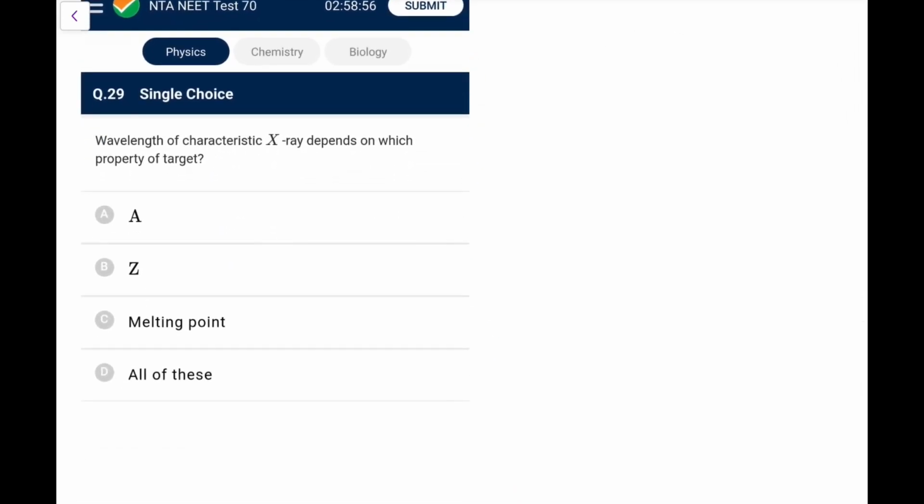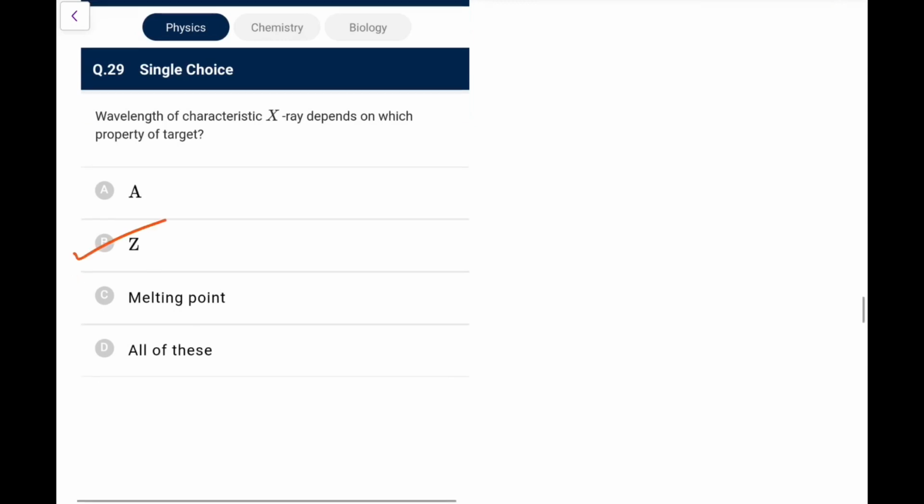Next, wavelength of characteristic X-ray. Again a question from X-ray, depends on which property of target. So wavelength of characteristic X-ray depends on the Z.